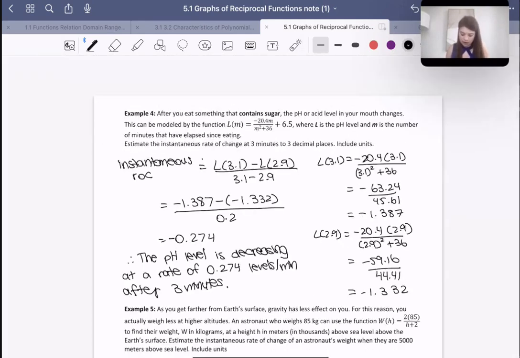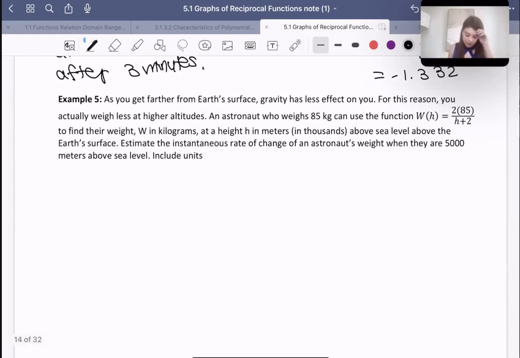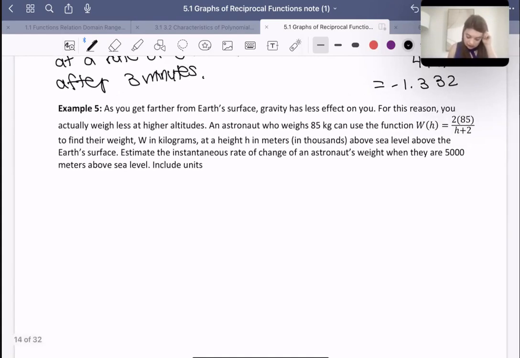Okay, and let's do one last example here. It says, as you get farther from the Earth's surface, gravity has less effect on you. For this reason, you actually weigh less at higher altitudes. An astronaut who weighs 85 kilograms can use the function W of H equals 2 times 85 over H plus 2. Well, that's interesting. Really? 2 times 85 on the top there? They couldn't have simplified that further?